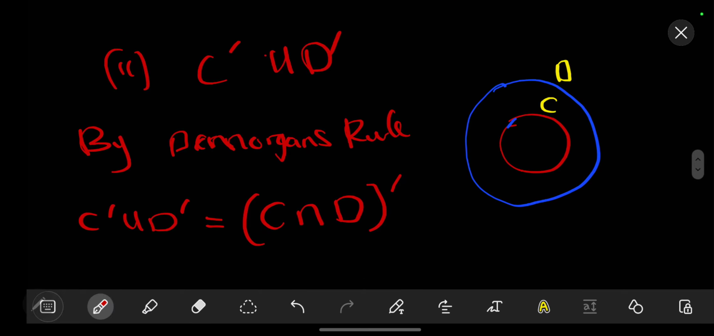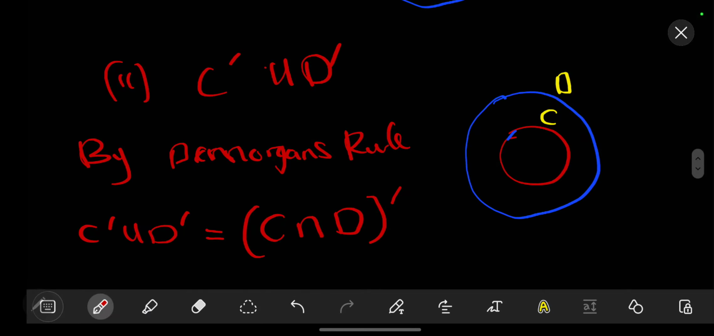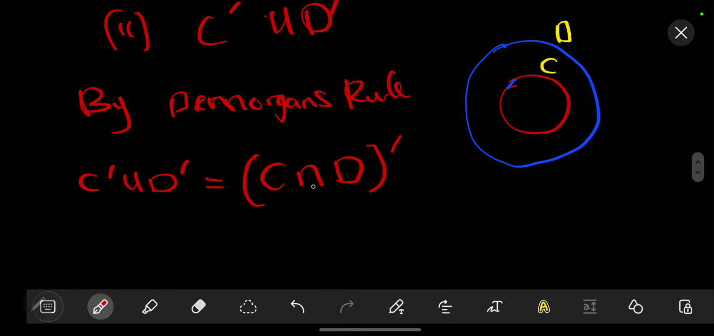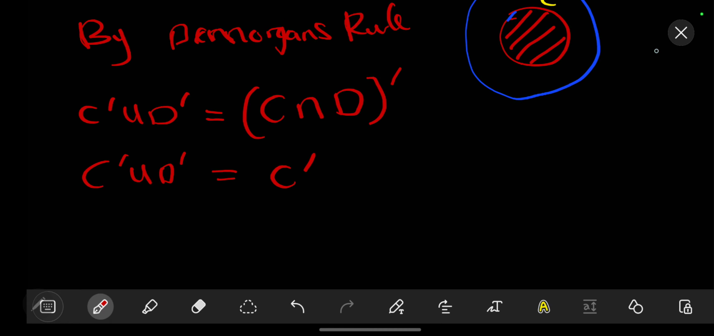Now when you see this, they are telling you to find C intersection of D. We already know that since C is found inside D, the only thing in common, as intersection means both, will be C. Then outside we have a complement. That means we have answered that one, so we have simplified that one. Let's look at our third one.